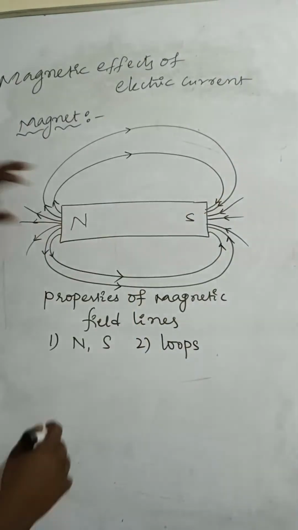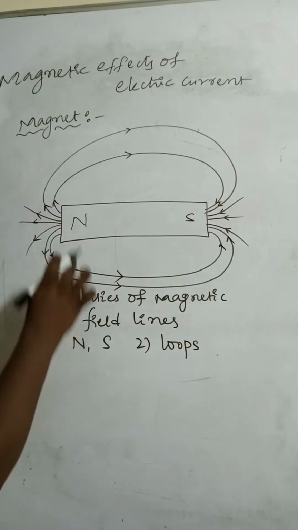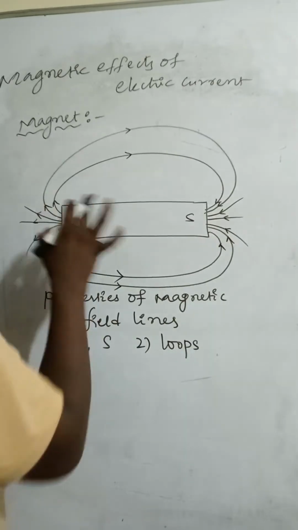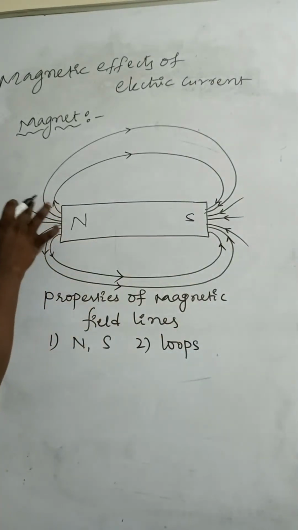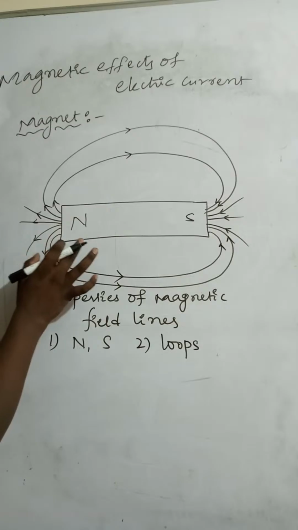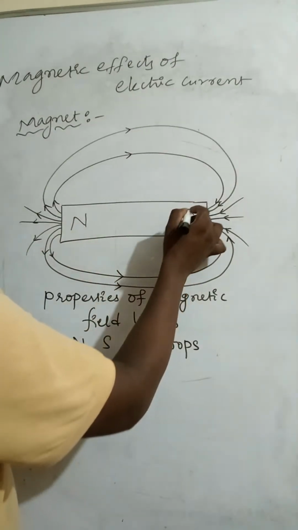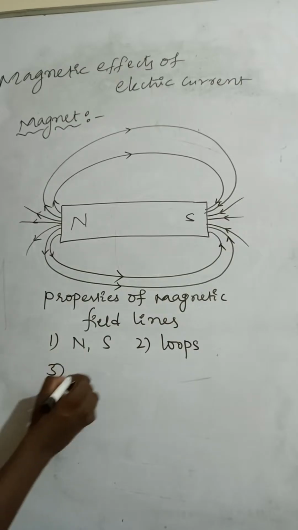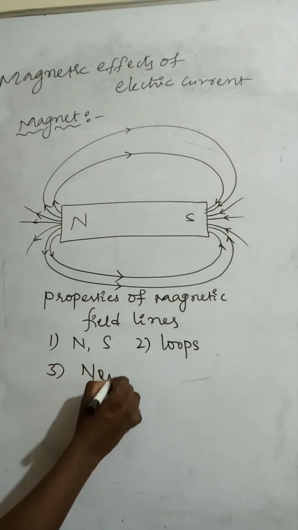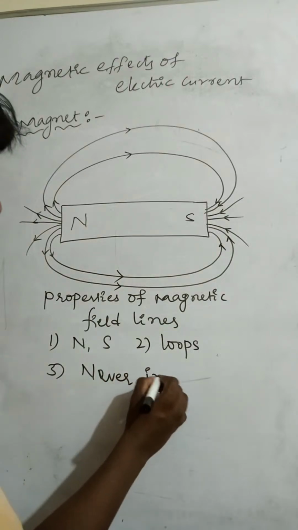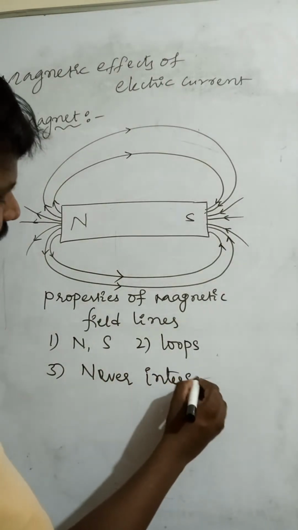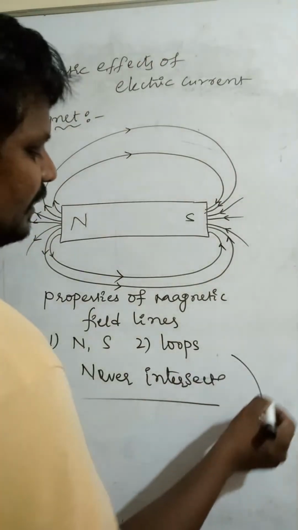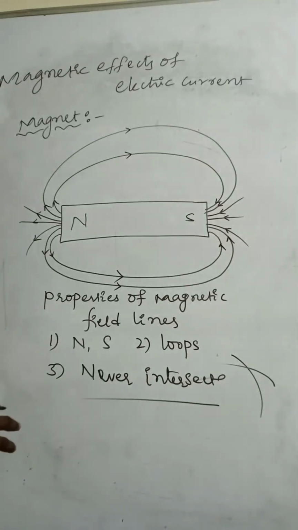Outside of the bar magnet, the magnetic field will be from north to south. Inside of the bar magnet, it is south to north. Okay, so these field lines never intersect. If you take it like this, these field lines never intersect.